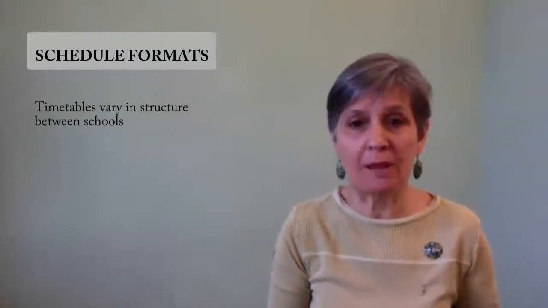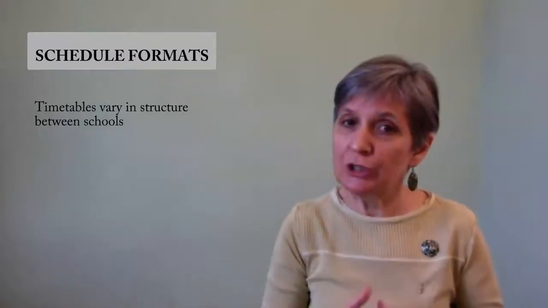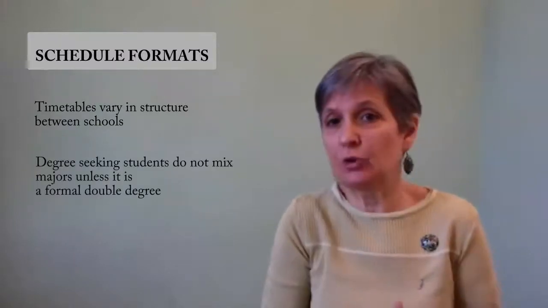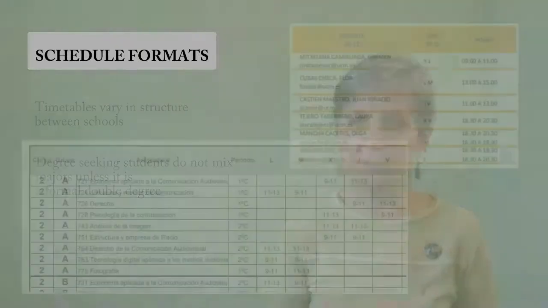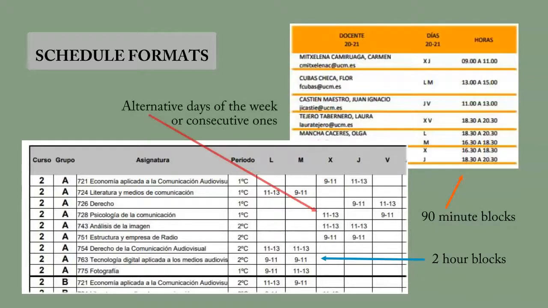You also need to know that class scheduling does not follow the same format throughout the whole university. Each degree program or school structures their timetables to their own needs, since crossovers between majors are not common. Some schools will organize their classes in 2-hour blocks and others in 90-minute blocks. Some classes will meet on alternate days of the week and others on consecutive days.